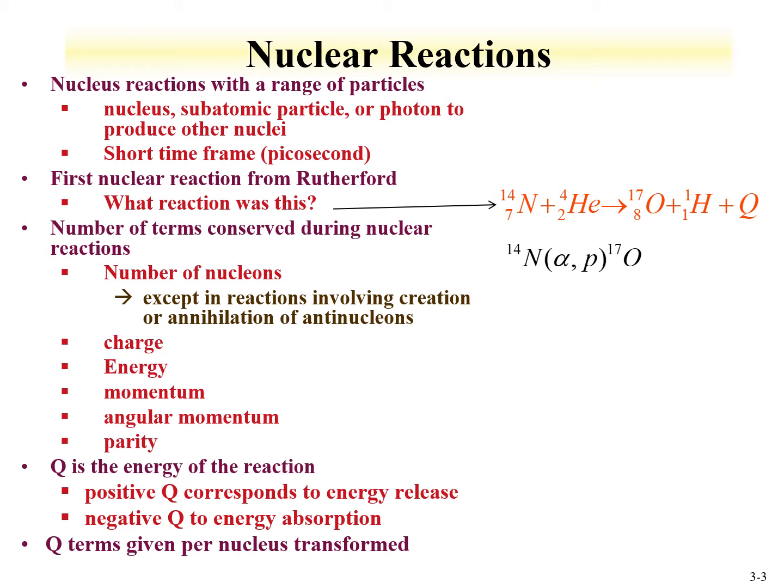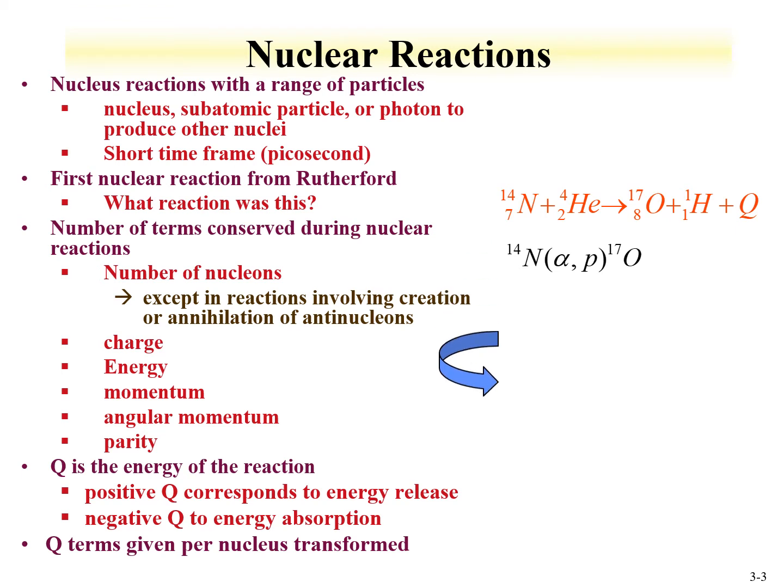Another way of writing this reaction, which we've discussed in class but will formalize, is shown here, where we have the target as the first term, the projectile, here helium, which we'd write as an alpha particle. Out comes a proton, separated by a comma in parentheses, and then the product, which is oxygen 17 in this case.